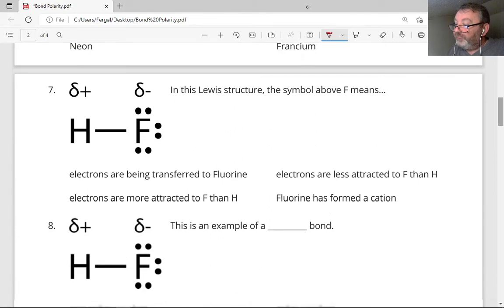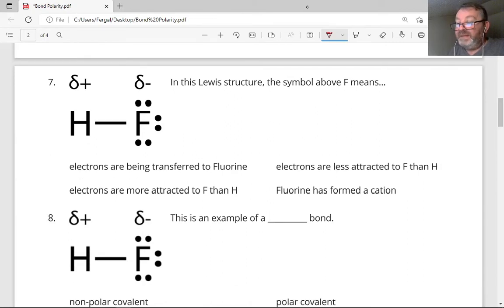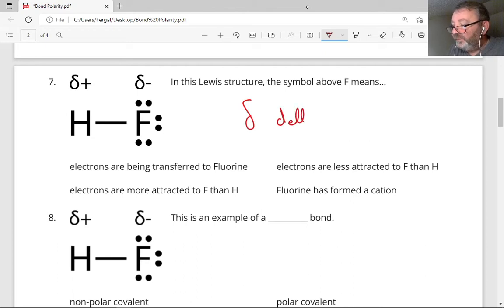In this Lewis structure, the symbol above F means, now those little deltas, that's what they're called, deltas, Greek letter D, okay? It means partial. So therefore, above fluorine, we've got a partial negative, which means that the electrons tend to spend more time over there. Not that they're transferred, but they spend more time. So they are basically more attracted to F than they are to H. And that gives you that answer there.